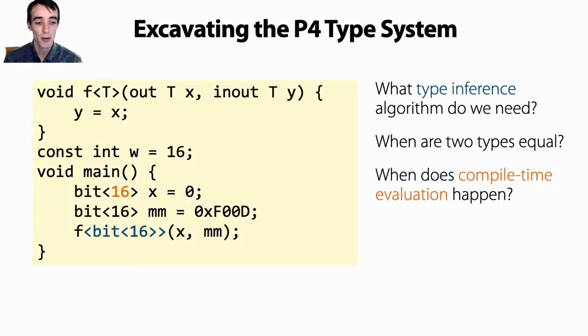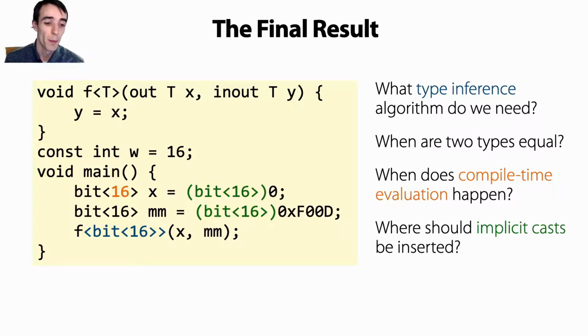There's another issue here which is less obvious in the surface syntax, but these constants are all unsigned infinite precision integers. They're constants. So this 0 and this 16 really need to be cast to indicate that they have a certain width before these assignments will type check. Or they should be subtypes. I don't know. So where should these implicit casts show up?